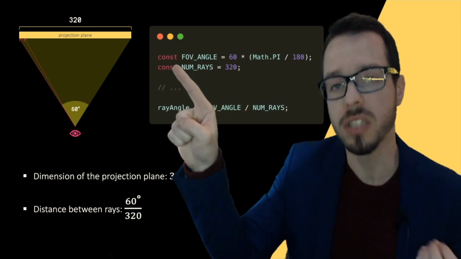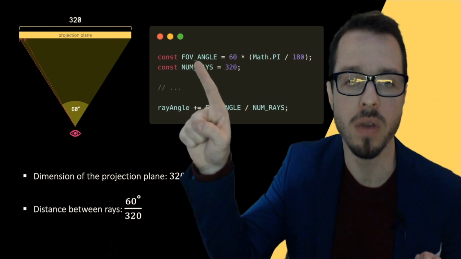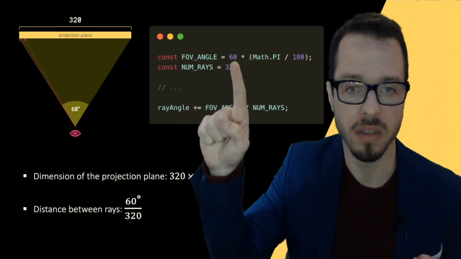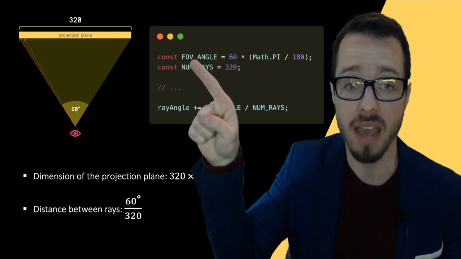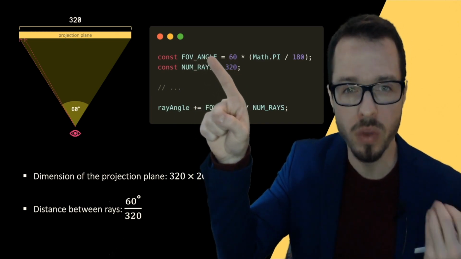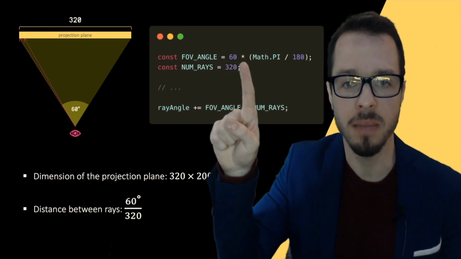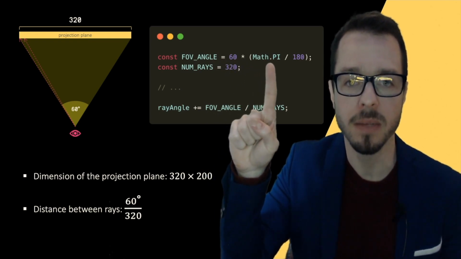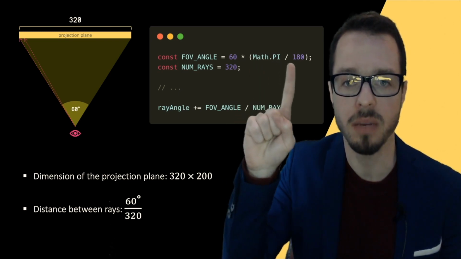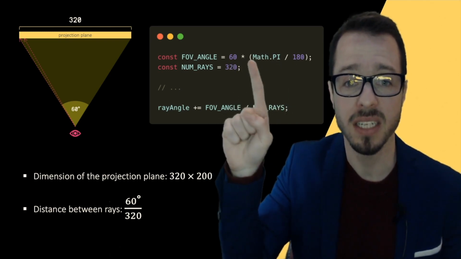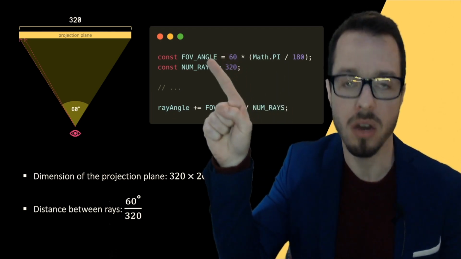We're going to have a constant in our code that I'm going to call the field of view angle, which is going to be 60 degrees. But I have to convert to radians, right? This FOV angle will store things in radian units. So 60 times math.pi divided by 180, right? Math.pi is the constant pi. 60 times math.pi divided by 180 is the equivalent of 60 degrees in radians.